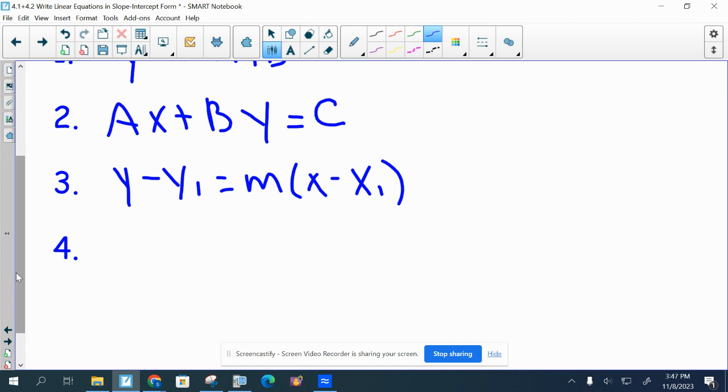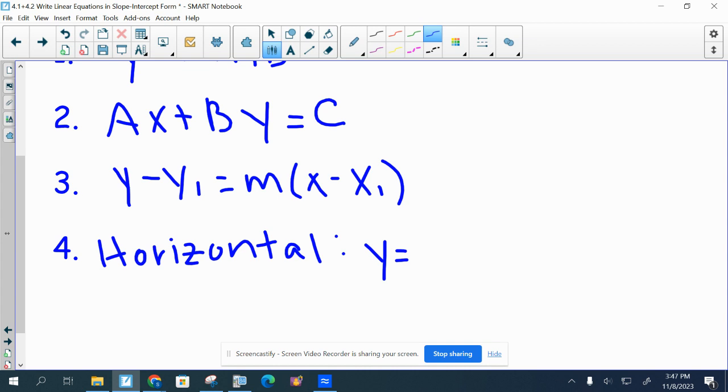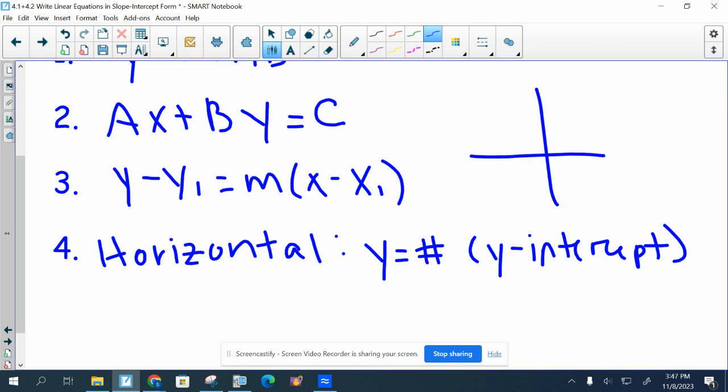And then there's 4 on here. So the fourth one is the equations of horizontal and vertical lines. So to write an equation of a line that's horizontal, it's y equals whatever the intercept is. So the y-intercept. So for example, here's an xy axis. If you have an equation going like that and it crosses at -2, the equation would be y equals -2.